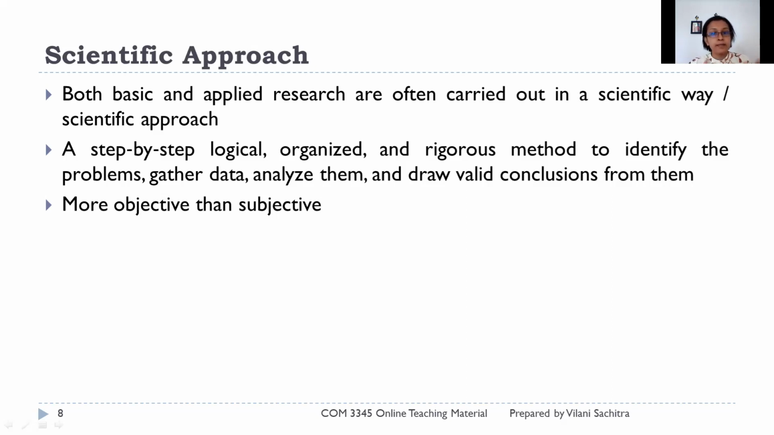Okay? Both basic and applied research are carried out in a scientific way. That's why we call it the scientific approach. Why do we call it the scientific approach? Because we have to follow logical steps, step by step. We have to follow a rigorous method to first identify the problem, identify the causes of that problem, gather data, analyze data, and draw some conclusions from the results.